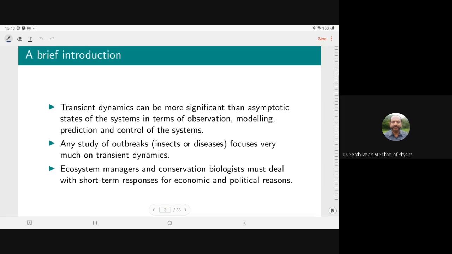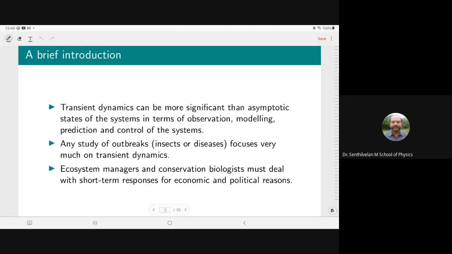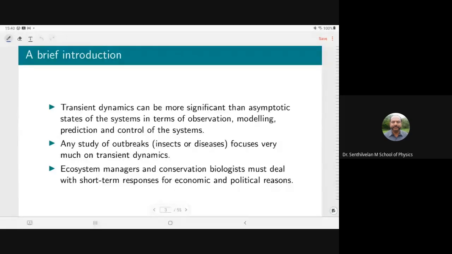And also, the study of epidemics essentially needs a focus on transient dynamics, because we do not wait to see what will happen after a long time. If any epidemic occurs, then we need to consider the immediate behavior of the epidemic, not after a long time. So transient dynamics is very important for this purpose also.